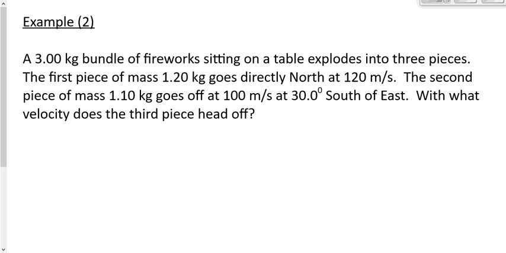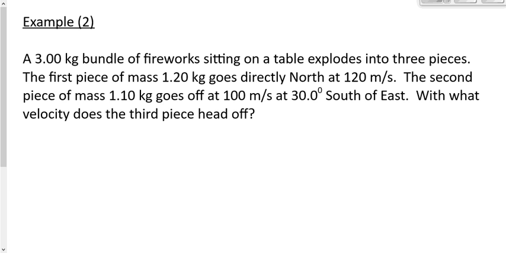that we have a bundle of fireworks sitting on a table. It's exploding. All right, so it's an explosion. We've done explosions before. A bomb explodes into 2 or 3 pieces. We can handle that. This time, though, one piece of it goes directly north. One piece goes at 30 degrees south of east, and we want to know where the third piece goes. It's a little bit harder because of that funny angle in there.